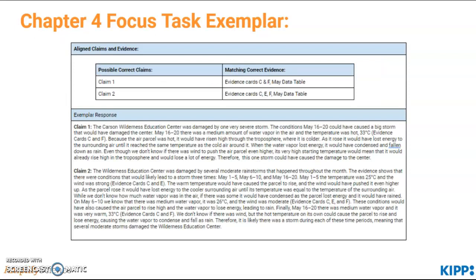Students could have chosen Claim 1 or Claim 2, so there are 2 responses depending on which claim students chose. Press pause here to go ahead and cross-check your response with the exemplar response, and then press play when you're ready to look at the end-of-unit assessment.